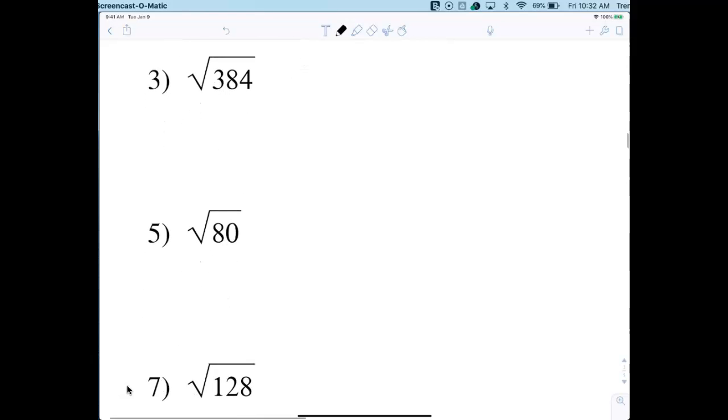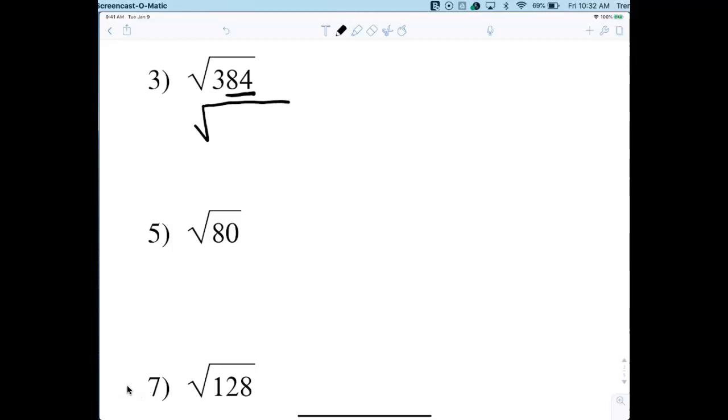Number 3. Okay. Listen, right off the bat here, your calculator can help you out, but let me try to help you out. If the last 2 numbers are divisible by 4, then that number is divisible by 4. Is 84 divisible by 4? Yes. So now please watch again, because I don't want you using your calculator so much.